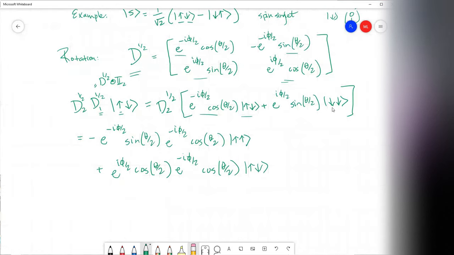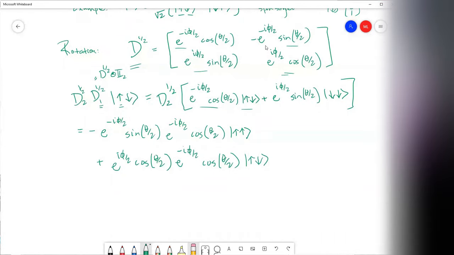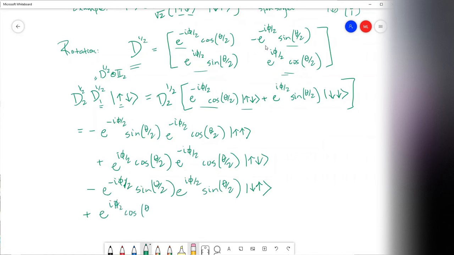And then what? Well, then you have this term right here that you rotate the second spin, and that's pointing down. So again, we pick up these two terms. So you get minus e to the minus i phi over 2 sine theta over 2. And now it's this coefficient, so it's e to the i phi over 2 sine theta over 2. And it's down, up, right? Because this is the up component of the second spin, rotating this guy. And then you'll finally get the last term, which is e to the i phi over 2 cosine theta over 2 sine theta over 2, and that's the down, down.